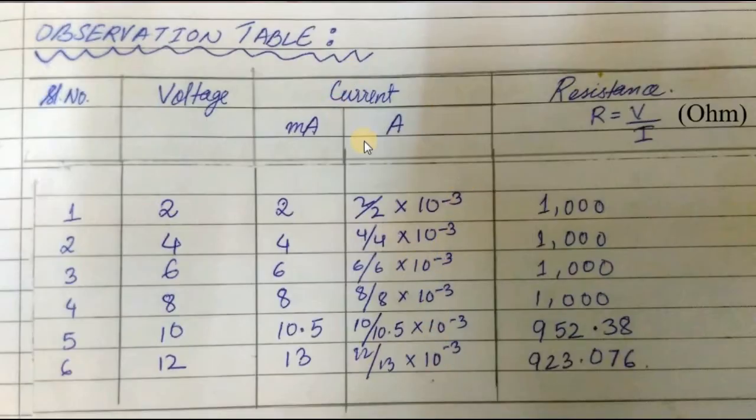So these are the observations of the experiment. This is the voltage. In our case we have varied the voltage from 2 volt to 12 volt, and simultaneously we have collected the current in the ammeter. Since we know that Ohm's law is V equals IR, from this we can find out the value of the resistance. These are the values we have collected from our experiment. We have to plot a graph between voltage and current, and from that graph we can find out the resistance.